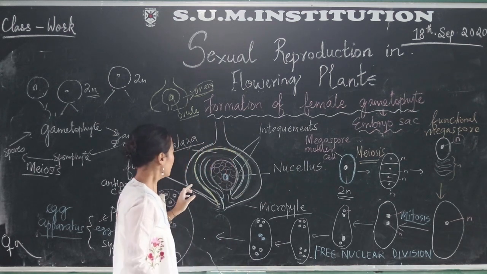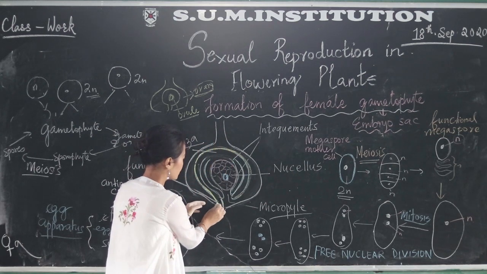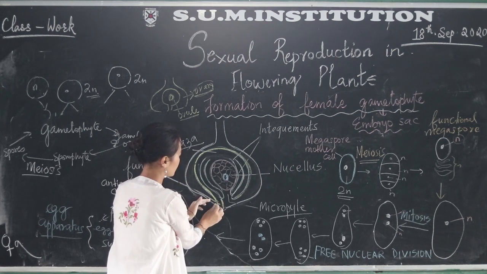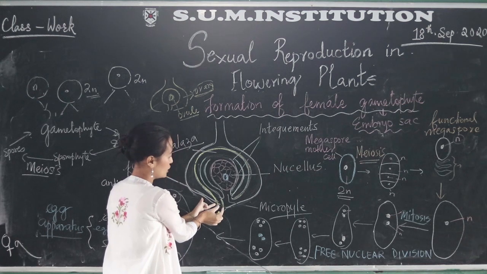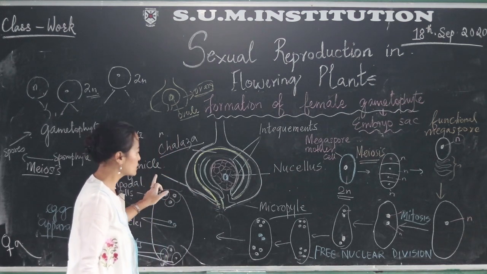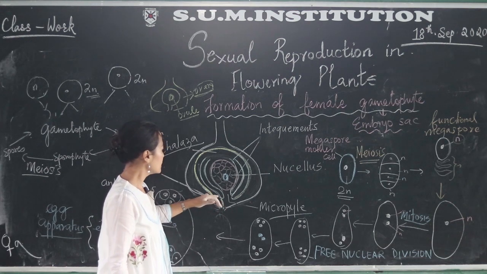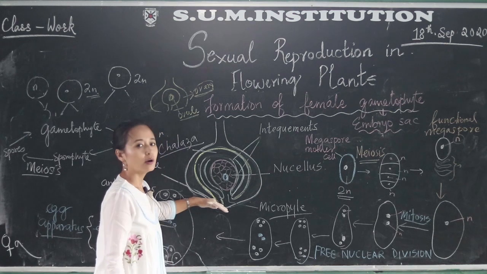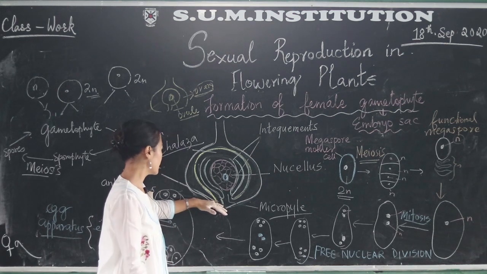Okay, so this ovule is attached to the swollen portion by a stalk. This stalk is known as the funicle. This funicle attaches the ovule to the placenta of the ovary. Alright, we will not concentrate on that.